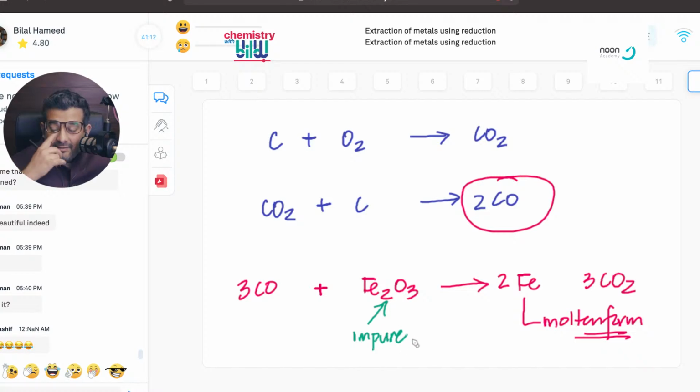And to prevent carbon reacting, and to prevent our compound having impurities, we need to remove them.